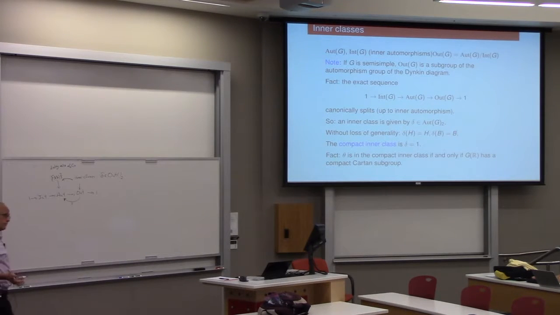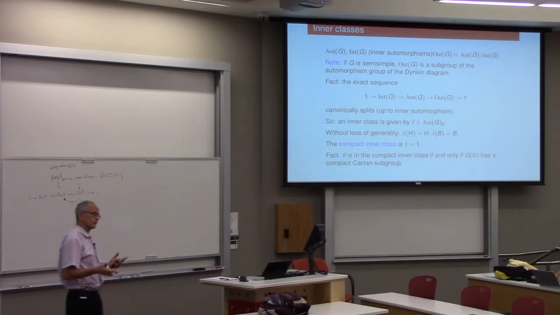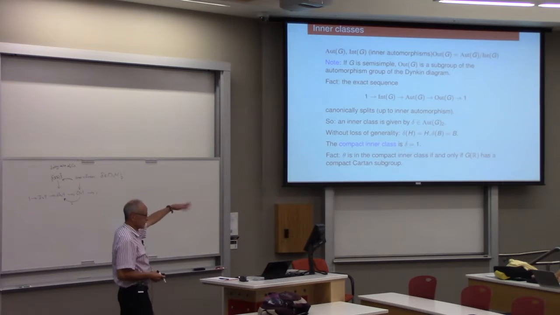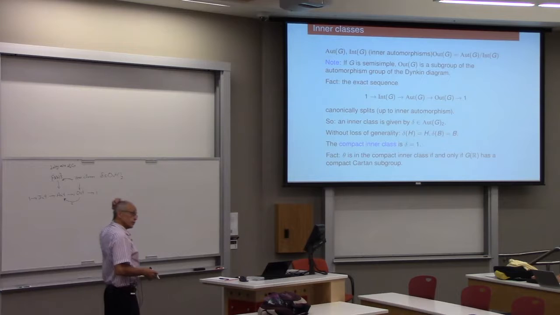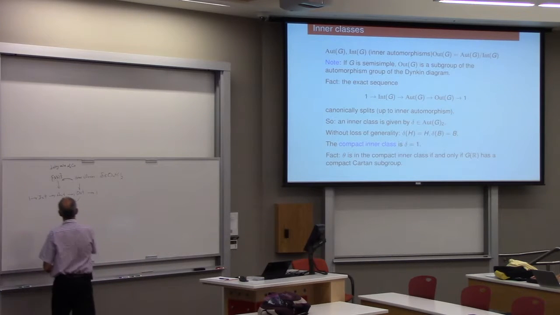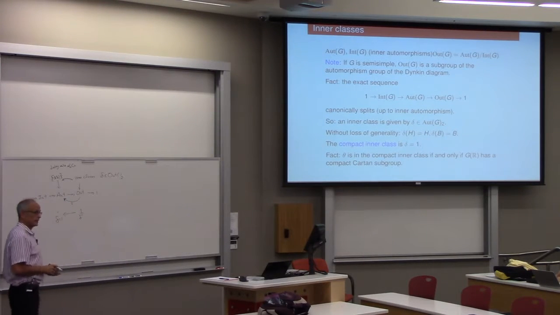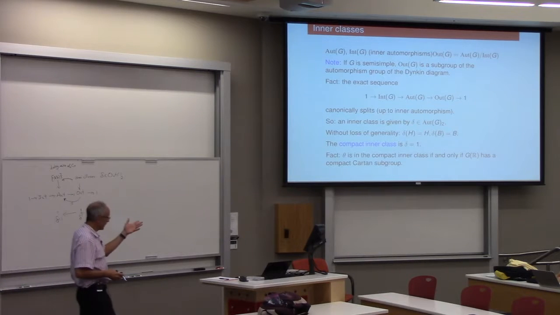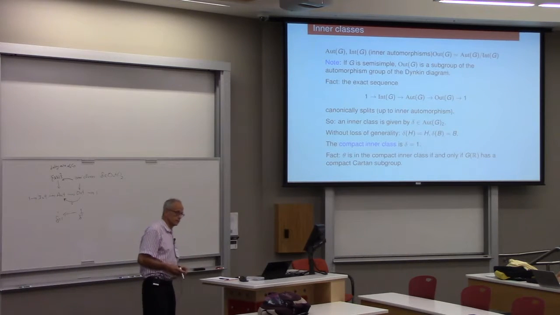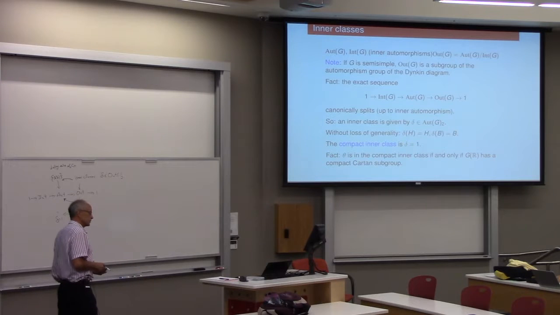And all along, I've been talking about the compact inner class just for convenience, so I didn't have to talk about this extra delta. The compact inner class is when delta is equal to 1, and you can pretty much ignore it. What I'm saying now is the few extra words that you need to say to make the statements general.